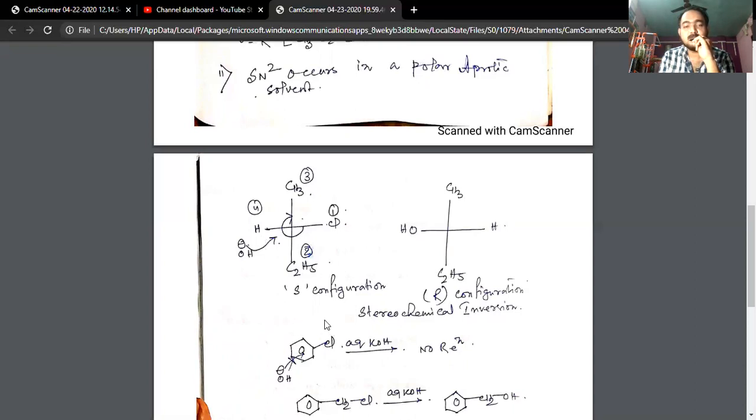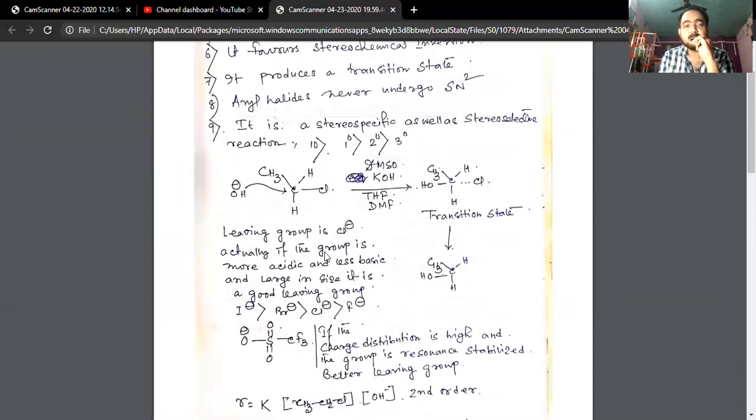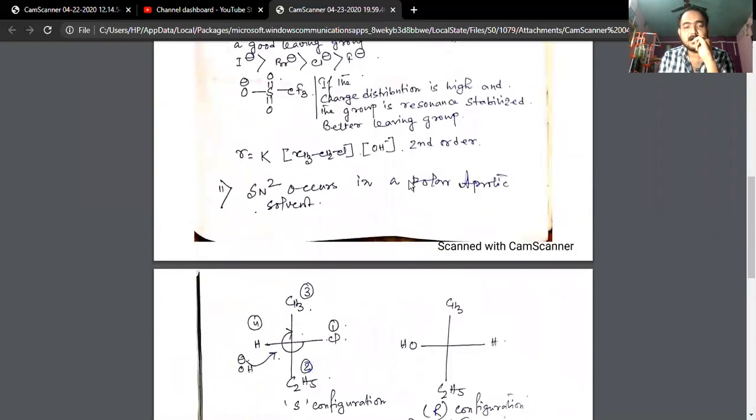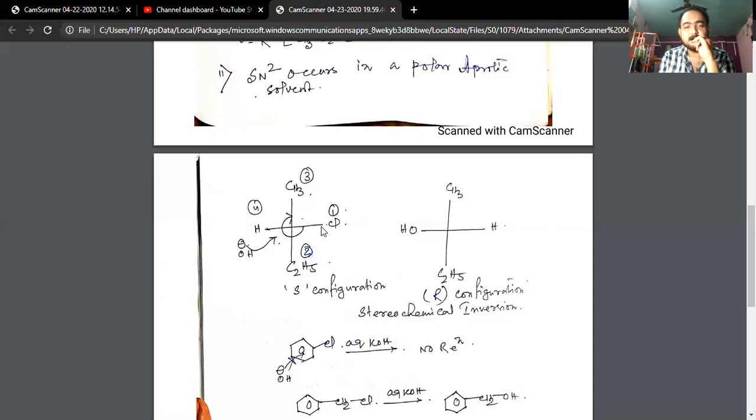So it is in the S configuration. What happens is that the nucleophile attacks from the back side of the leaving group. The OH minus attacks from the back side of the Cl minus, and the Cl minus is replaced, and the rotation of the molecule takes place. OH minus takes the position of the hydrogen atom, and the structure becomes like that. What happens is that the inversion of the molecule takes place.